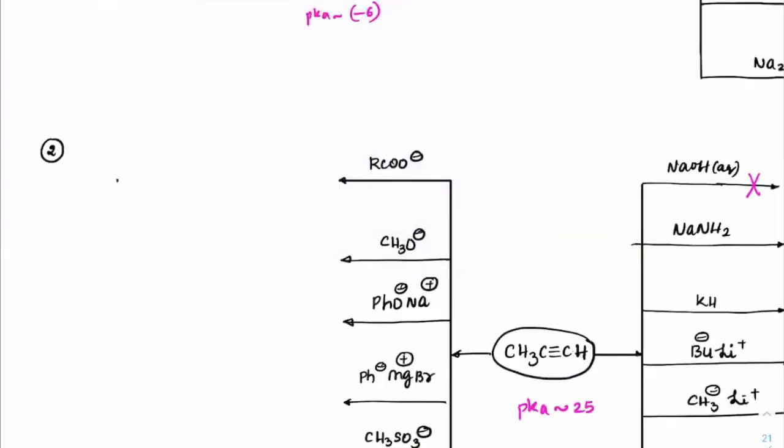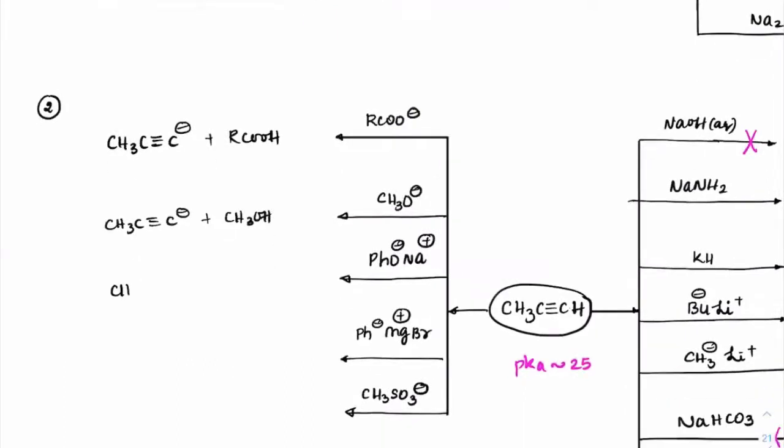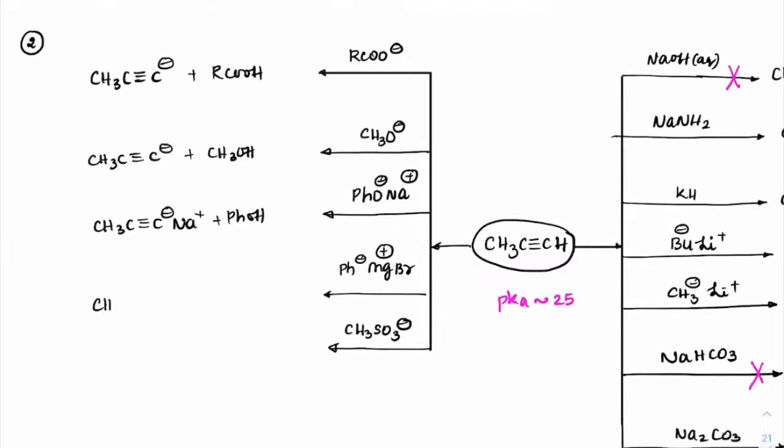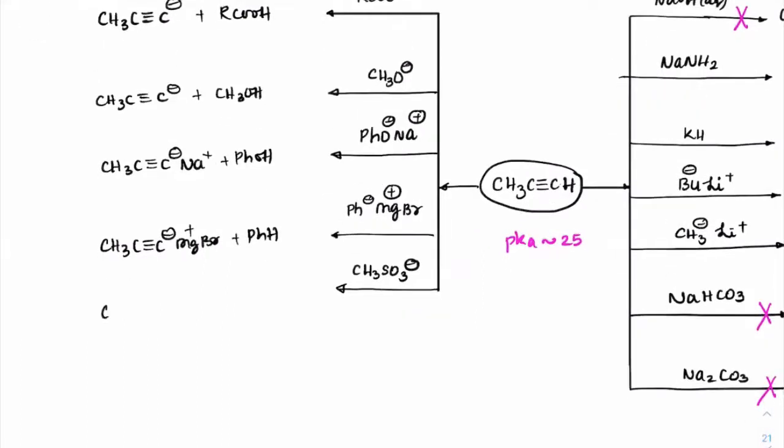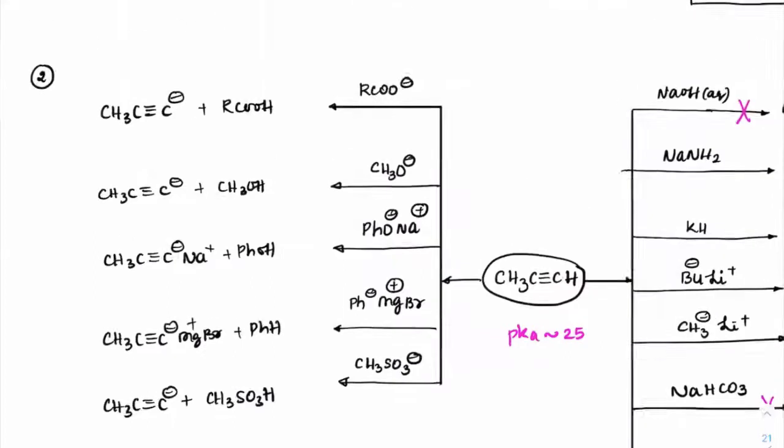Here also we can see CH3 C triple bond C minus plus RCOOH is what we are expecting. CH3 C triple bond C minus plus CH3OH is what we are expecting. CH3 C triple bond C minus Na plus, PhOH, phenol is what we are expecting. CH3 C triple bond C minus MgBr plus PhH. CH3 C triple bond C minus plus CH3SO3H is what we are expecting.